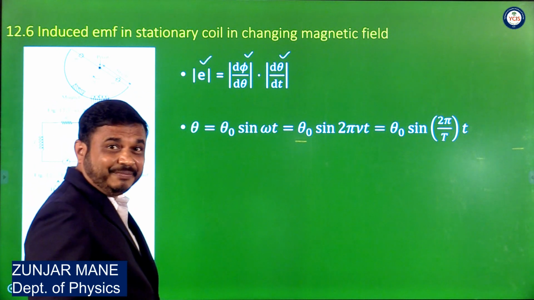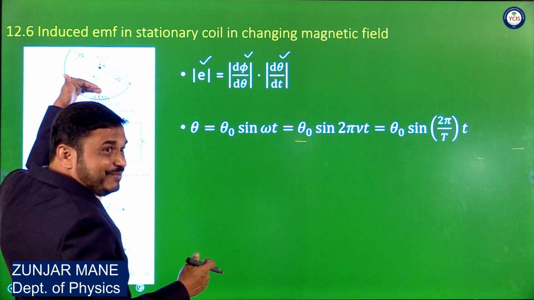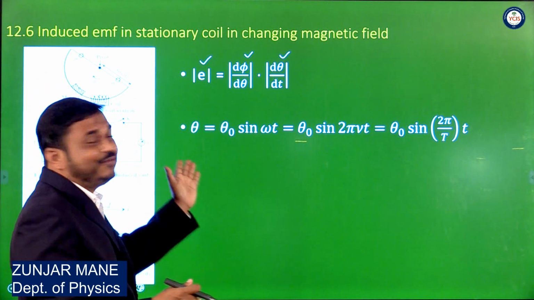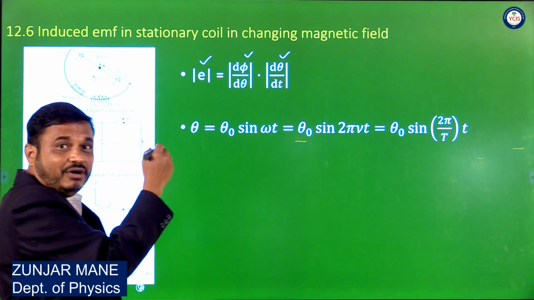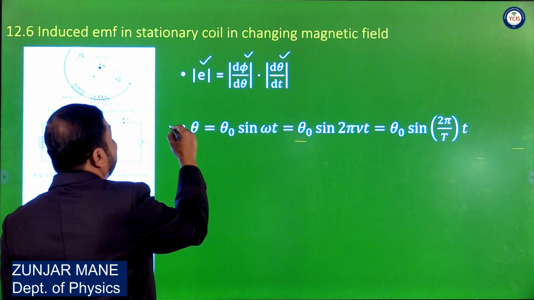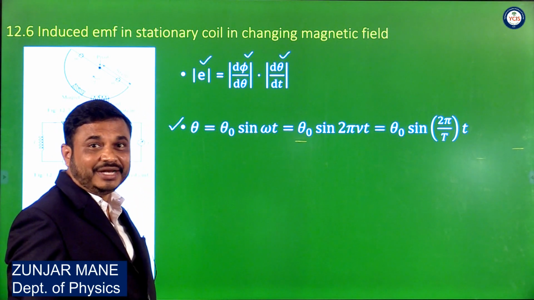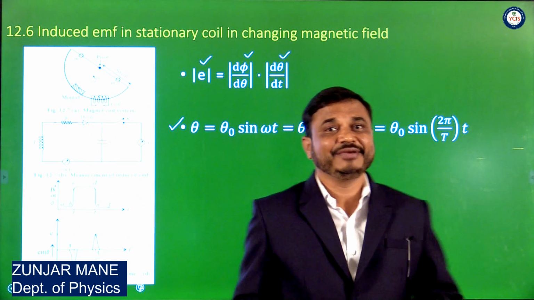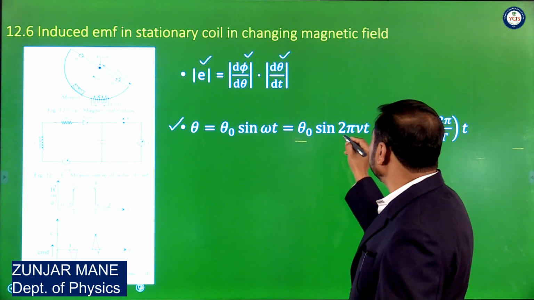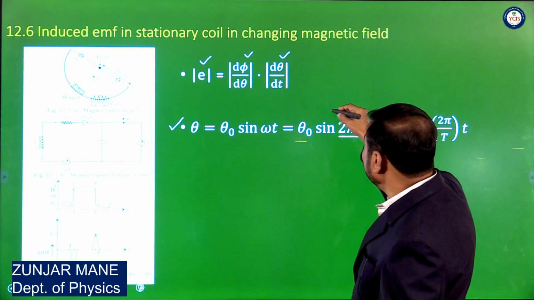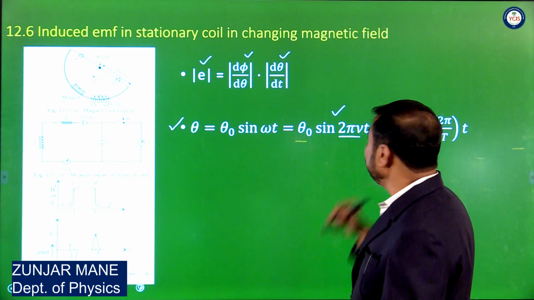But θ is an angular displacement. It initially increases, reaches a maximum value, and again decreases. That is, it varies with a sine function. So if the maximum or peak value of θ is θ0, then θ is equal to θ0 sin ωt, where ω is the angular frequency. If ν is the frequency of oscillation, then ω is equal to 2πν. Then θ is equal to θ0 sin 2πν t.